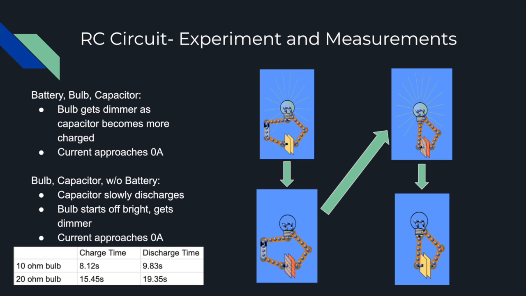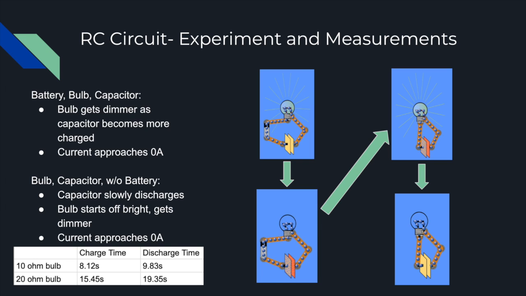In the RC circuit, I looked at what happens when the bulb was connected to a battery and a capacitor. The bulb started shining brightly, but then began to dim as the capacitor charged until the current eventually approached 0. The same behavior can be observed when I remove the battery and the capacitor slowly begins to lose its charge, and the current again returns to 0. For a 10 ohm bulb, I found that it took about 8 seconds for the capacitor to charge and 10 seconds for the capacitor to discharge.